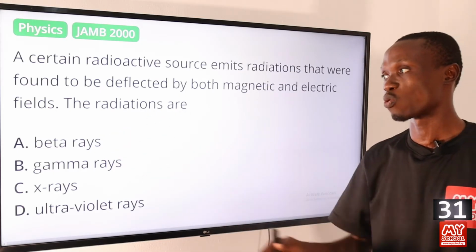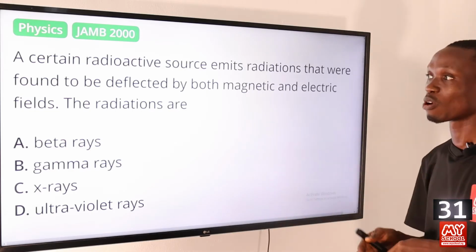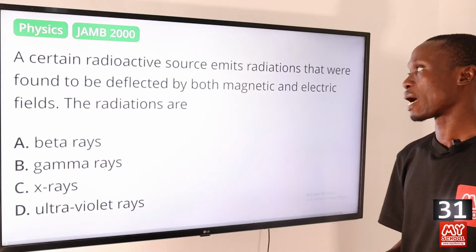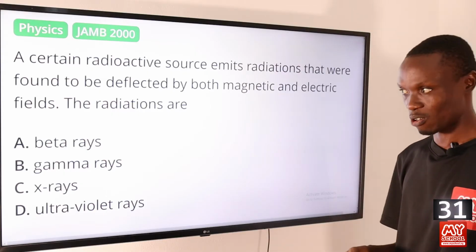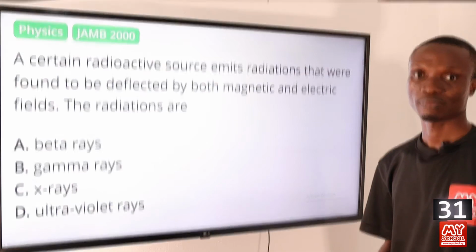So the answer to this question is beta ray. So beta rays are the radiations that were found to be deflected by magnetic and electric field. So that makes option A the answer to this question.